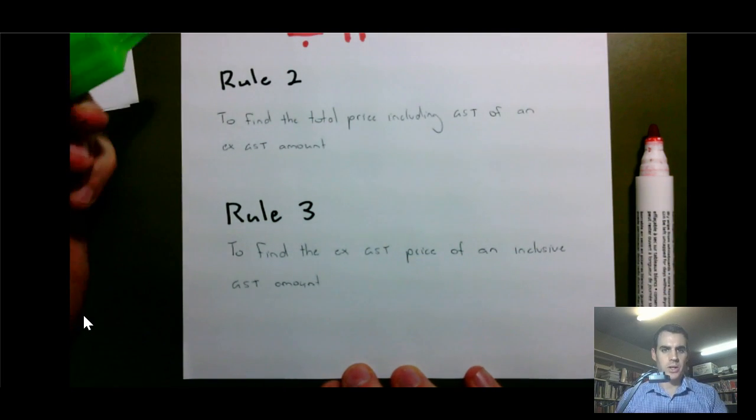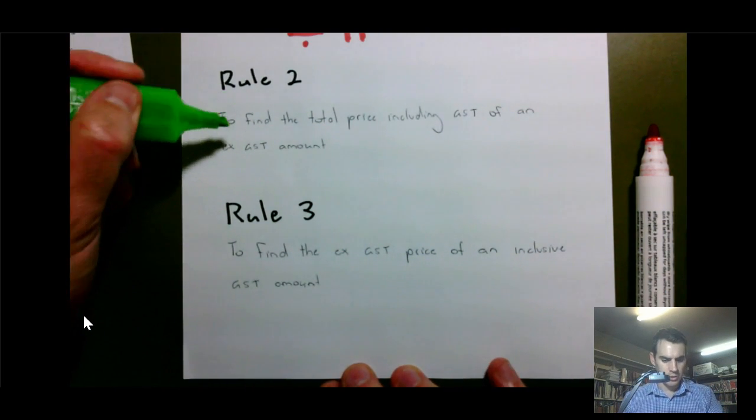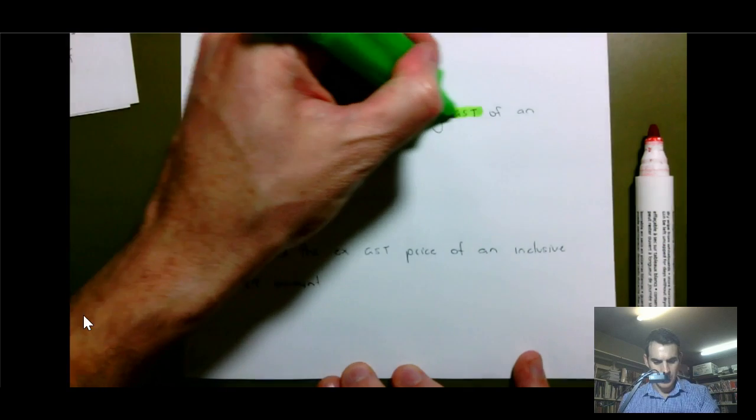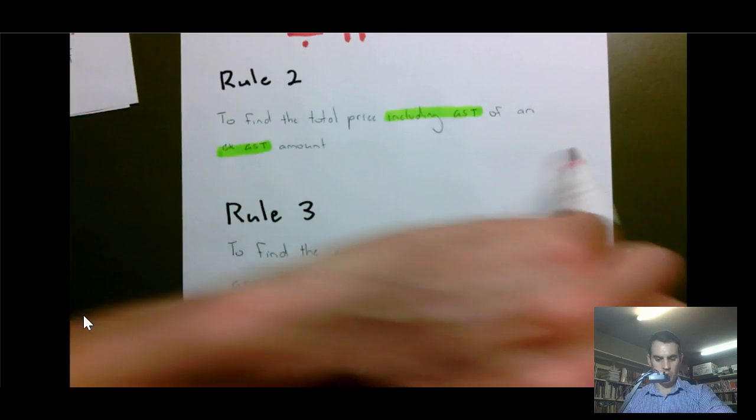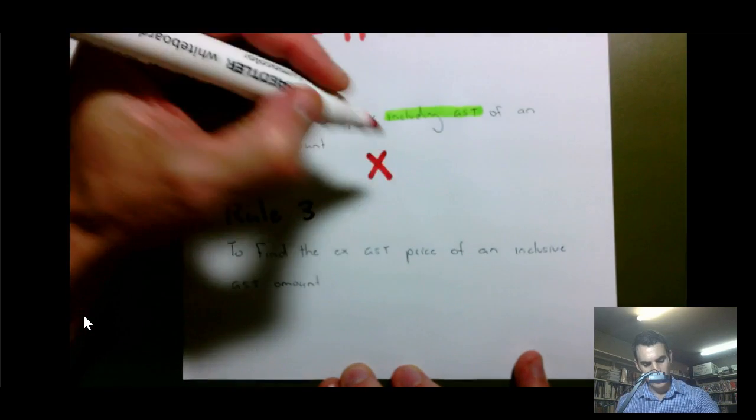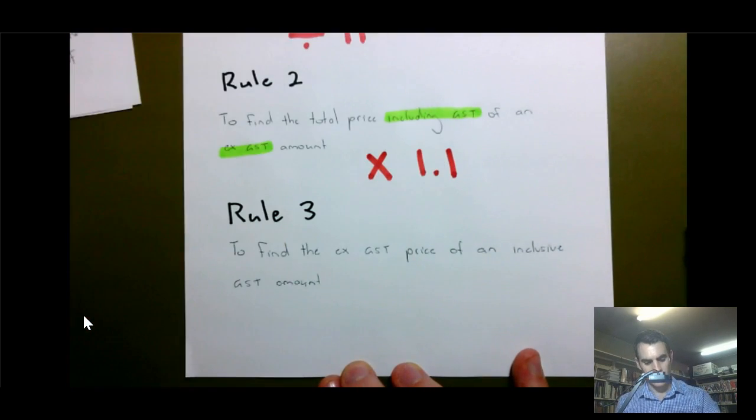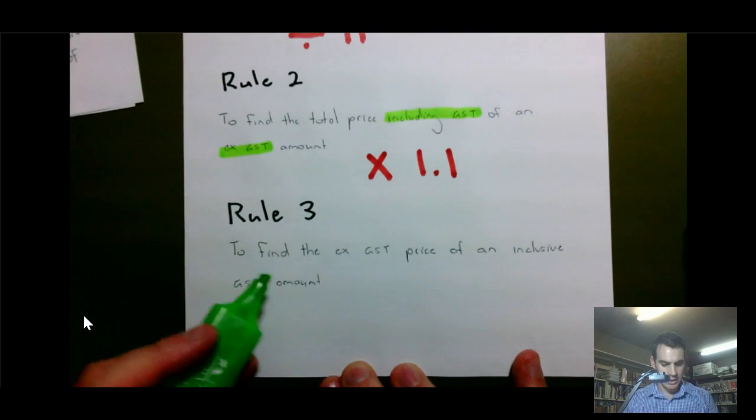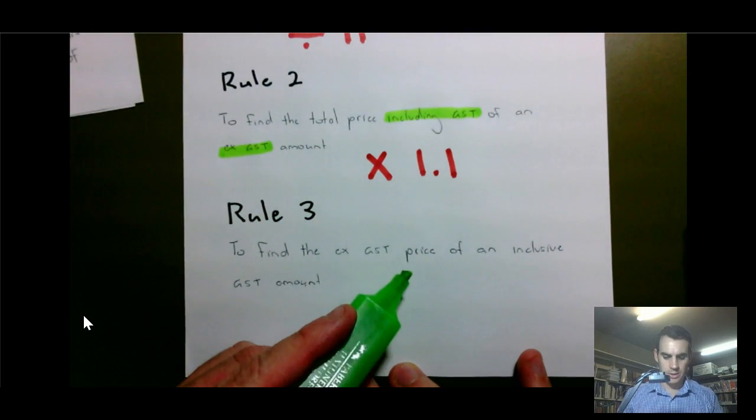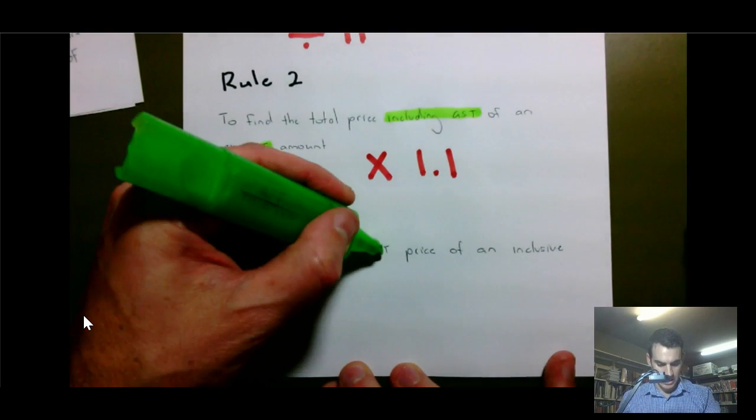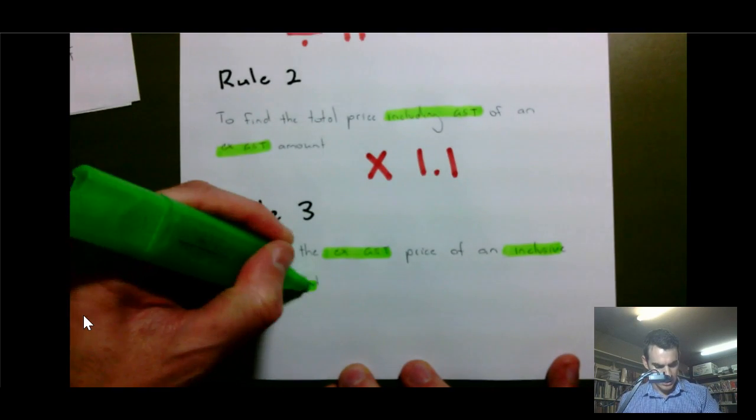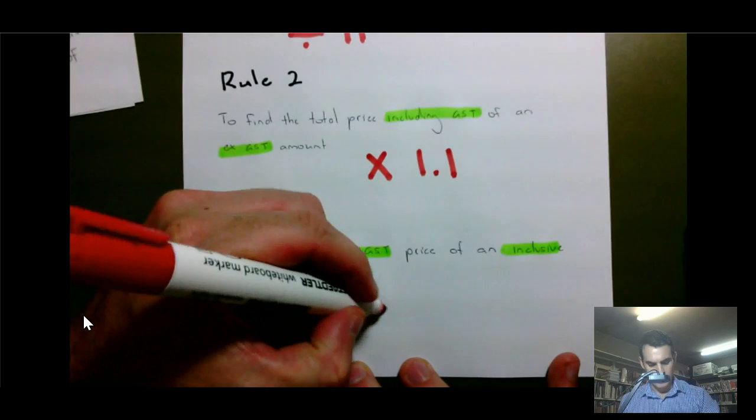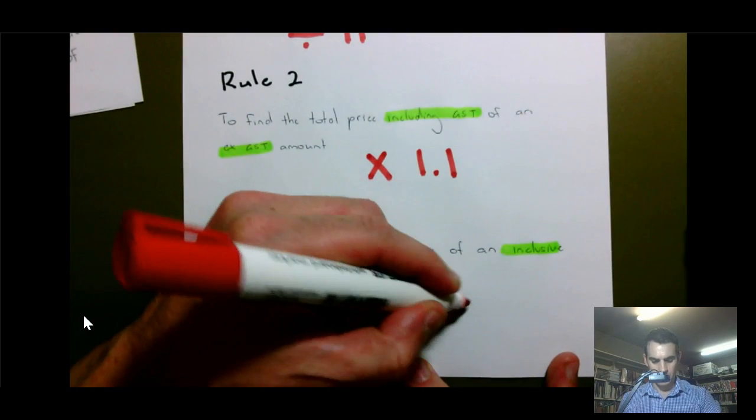Let's now summarize those two rules. So rule 2, to find the total price, including GST, of an ex-GST amount, we multiply by 1.1. Rule 3, to find the ex-GST price of an inclusive GST amount, we divide by 1.1.